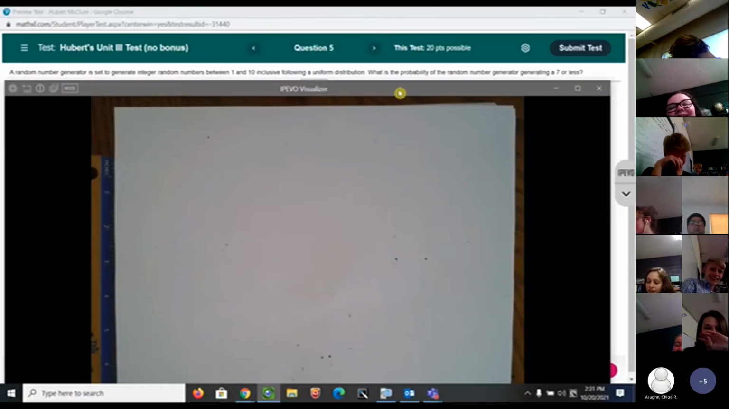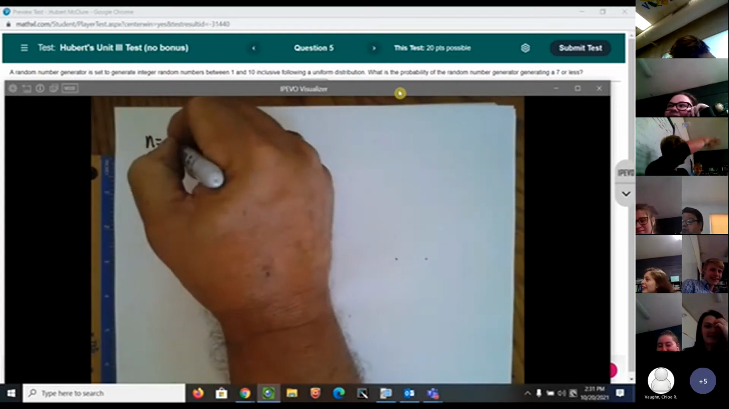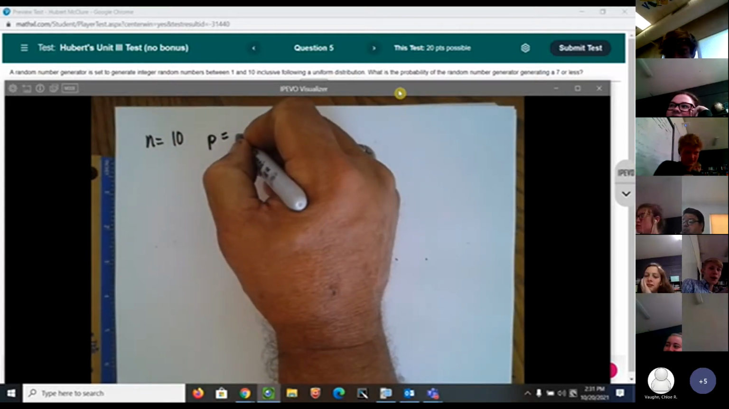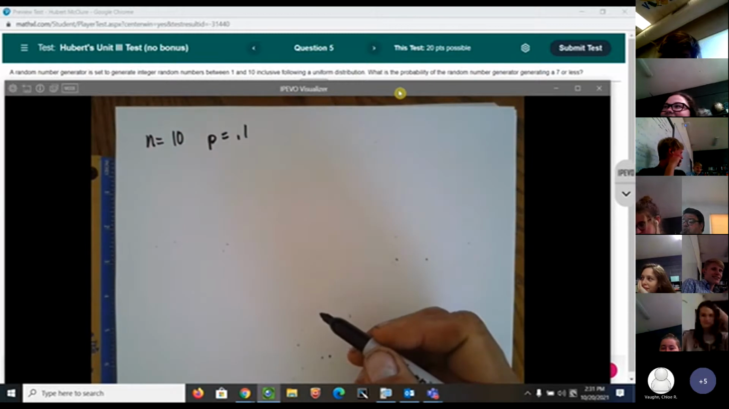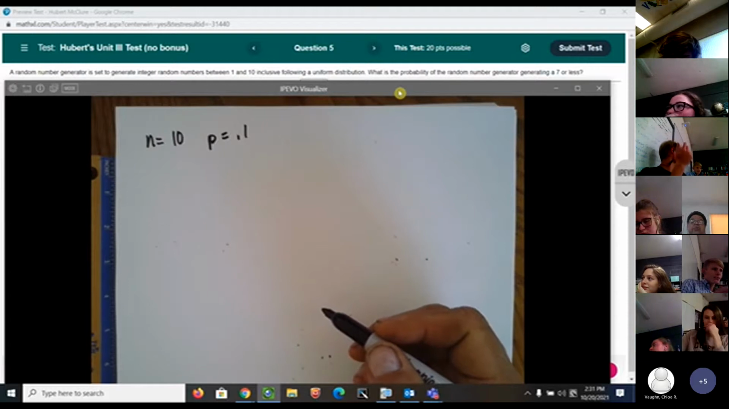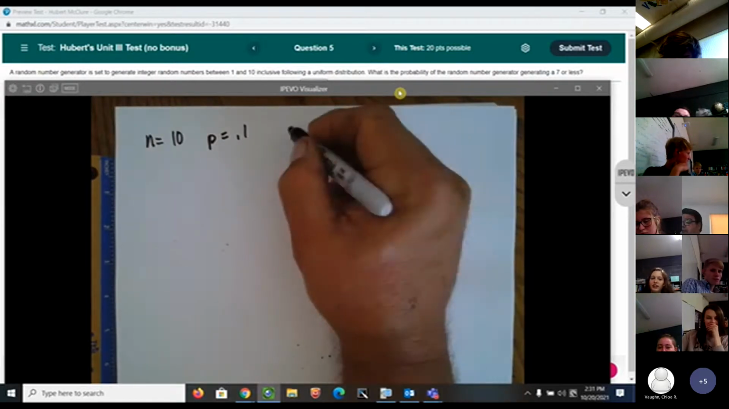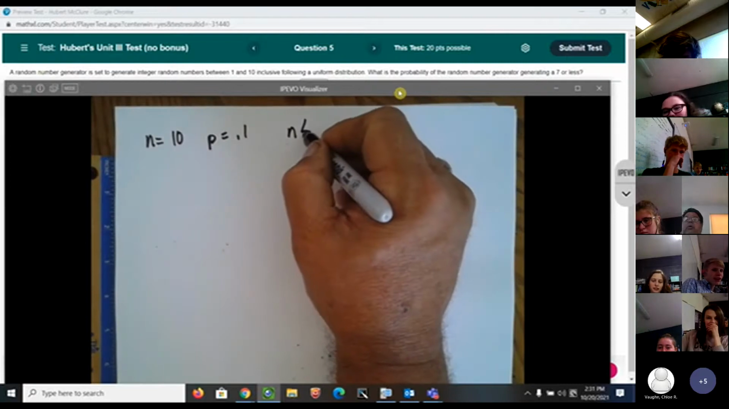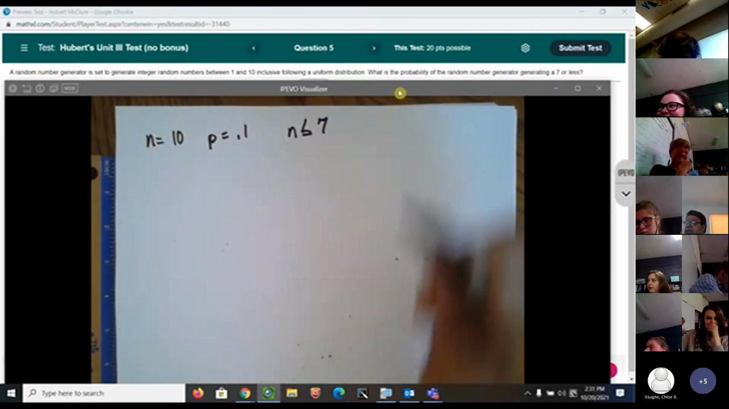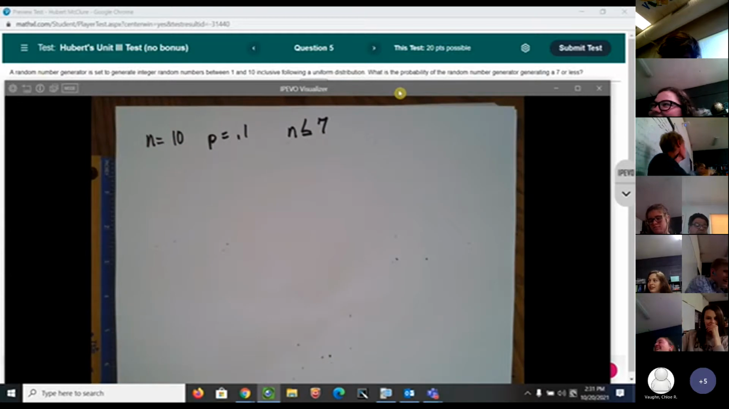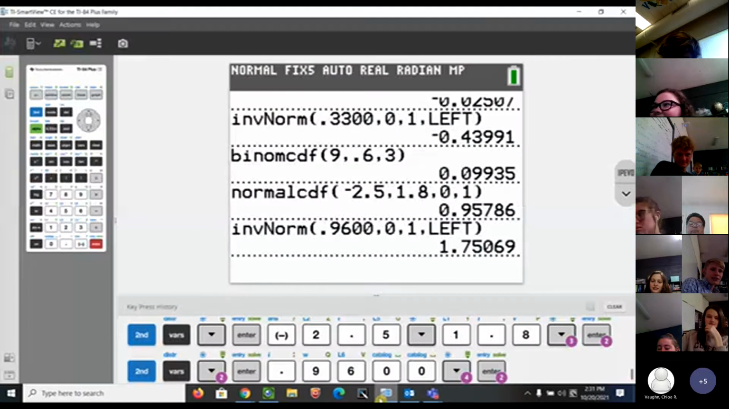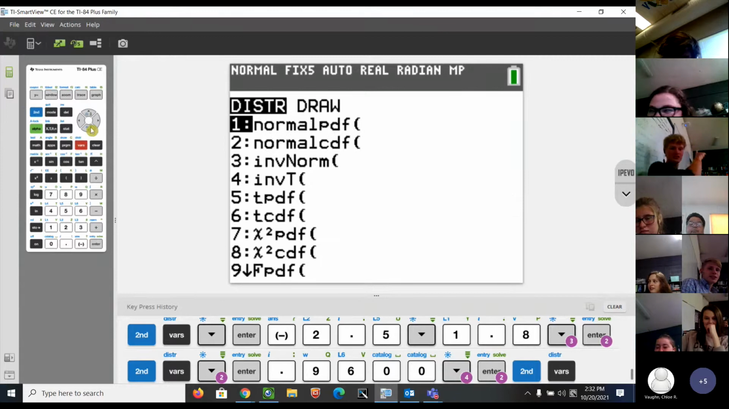I'm thinking n is equal to 10. p is equal to 0.1 because each number is a tenth. You know, the probability of getting each number is a tenth, 1 out of 10. And they want 7 or less. N is less than 7 or less. Now, that's what I get from the question. Now, I don't know if that's what they're wanting or not because I've never seen it before. So second bars, binomial.